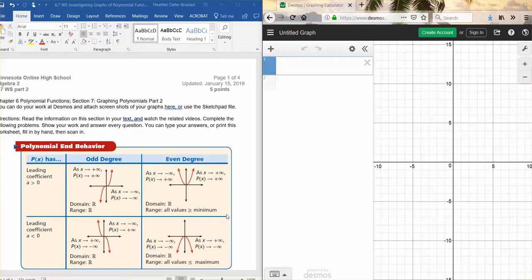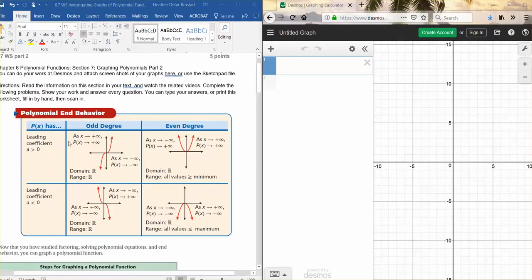This is Ms. DB, and this is going to be a fairly short video on how to use Desmos to complete the 6.7 Part 2 worksheet. This is on polynomial functions, graphing them. So there's some information reviewing the end behavior of polynomials.